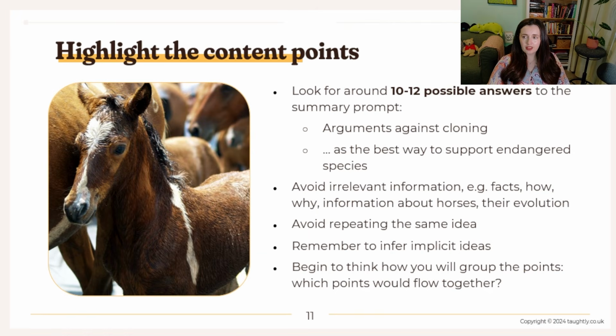So remember, I recommend that you pause this video lesson now and have a go at doing the question if you haven't already. Read that text and try to highlight 10 to 12 possible answers that answer the summary prompt. What are the arguments against cloning as the best way to support endangered species? Make sure that you avoid irrelevant information, facts, how or why, information about horses, information about their evolution. That's not an argument against cloning. Do avoid repeating the same idea because that will probably only be worth 1 mark. And remember that you will need to infer implicit ideas.